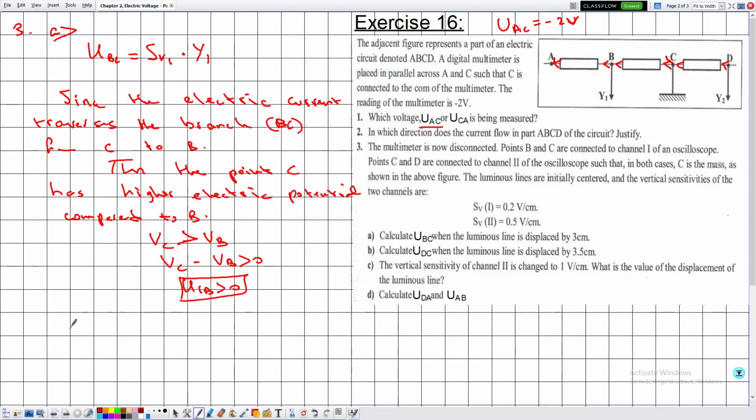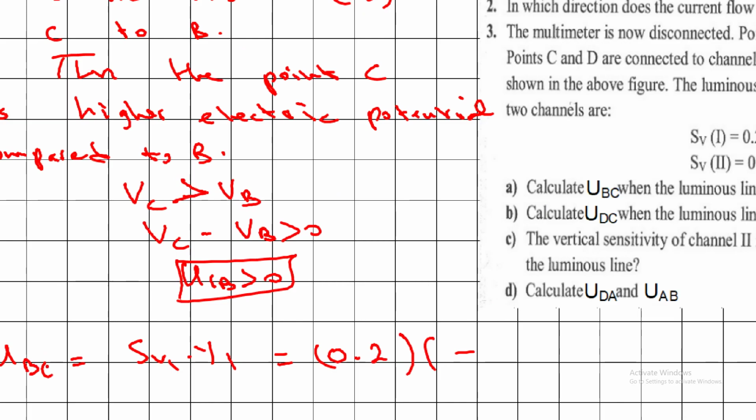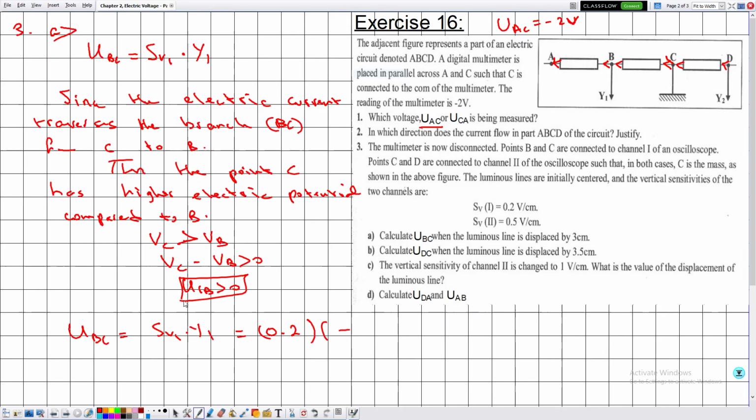So now we are ready to calculate UBC. So UBC is equal to SV1 multiplied by Y1, where the value of SV1 is given by 0.2. Y1 is negative because UCB is positive, so UBC is negative. UBC is negative means that the luminous line is displaced downward, so minus 3. Plugging this on the calculator, then the value is minus 0.6 volts. So UBC is equal to minus 0.6 volts. So now we have UBC and we have UDC.